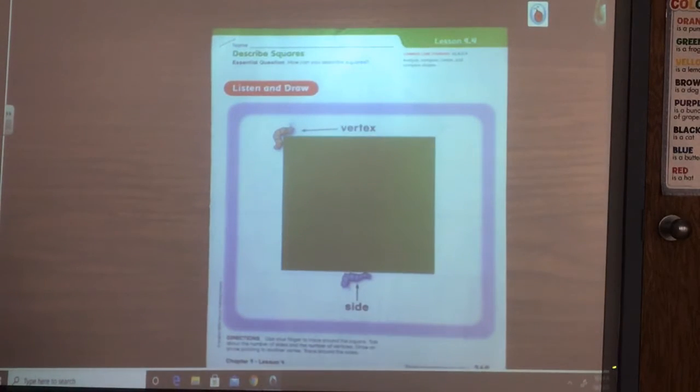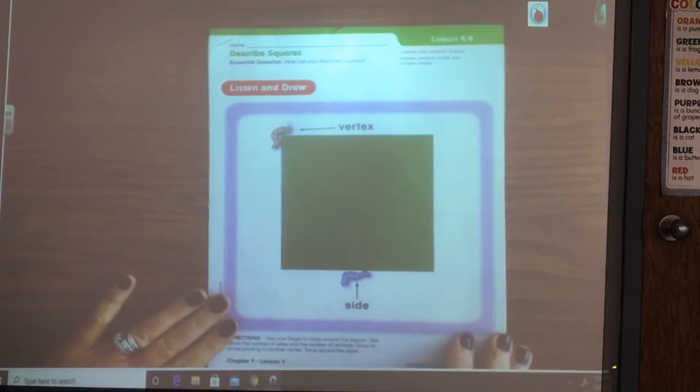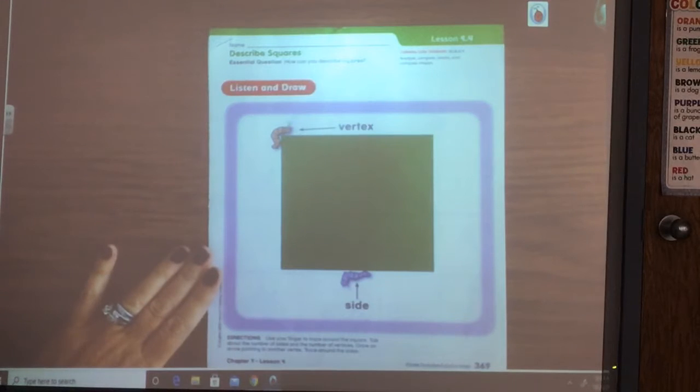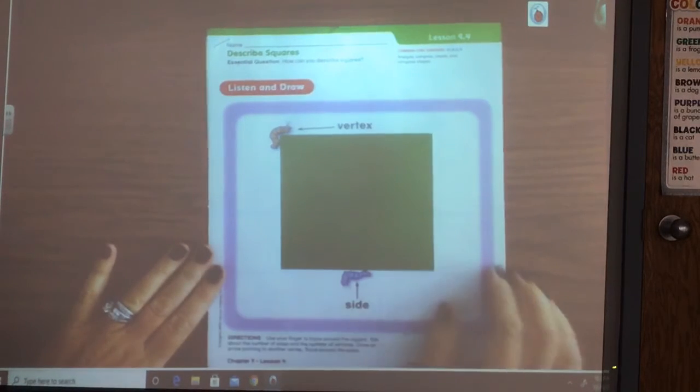Good morning, kindergarten. We are reviewing this shape today. What shape is this? Yes, it is a square.